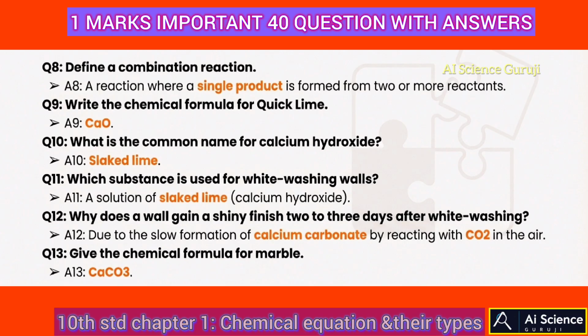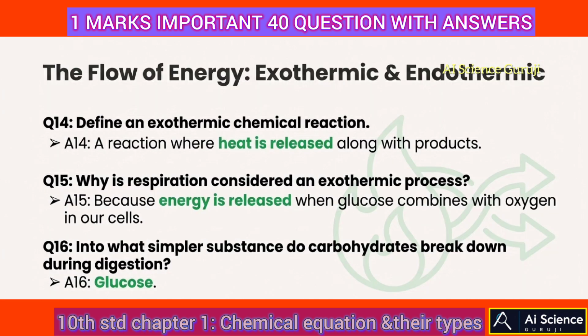12. Why does a wall gain a shiny finish 2 to 3 days after whitewashing? Answer. Due to the slow formation of calcium carbonate by reacting with CO2 in the air. 13. Give the chemical formula for marble. Answer. CaCO3. 14. Define an exothermic chemical reaction.